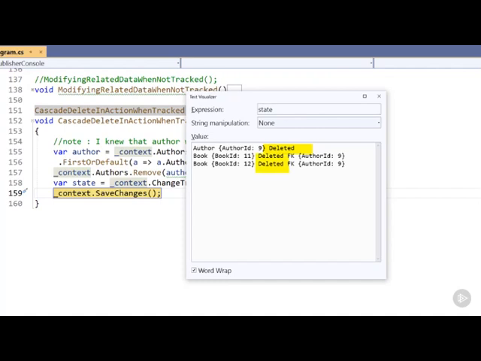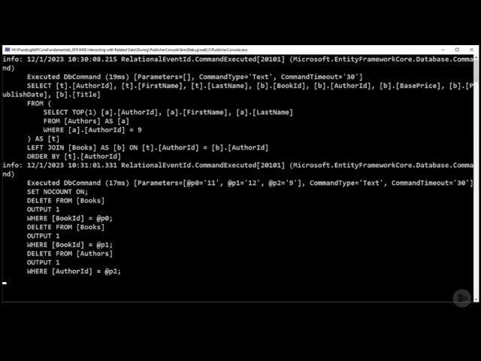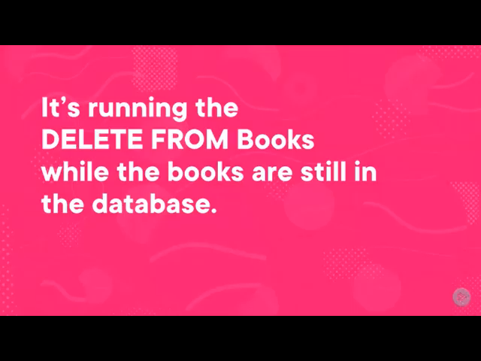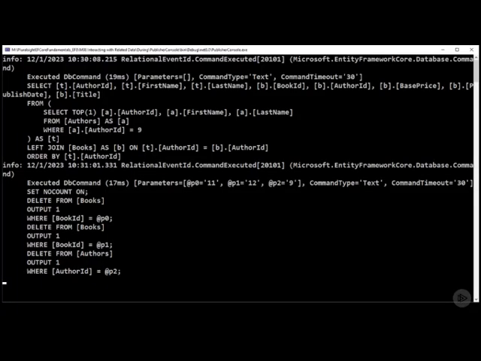Then, after I call SaveChanges, check out what's going on in the log. The delete commands for the books were sent first. Can you guess why? It's planning ahead for the database's cascade delete behavior. If it had started by deleting the author, then the database would have deleted the books because of the cascade delete. Then when the delete commands get sent to the database for the books, those would cause an error in the database because neither of those books exist anymore. So the order that EF-Core does this in is not random.